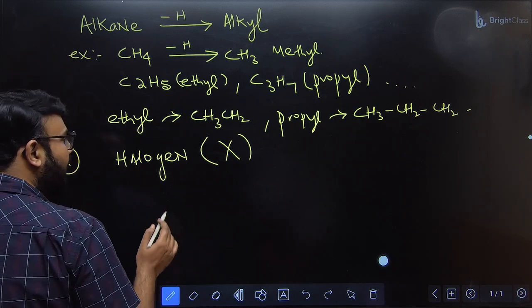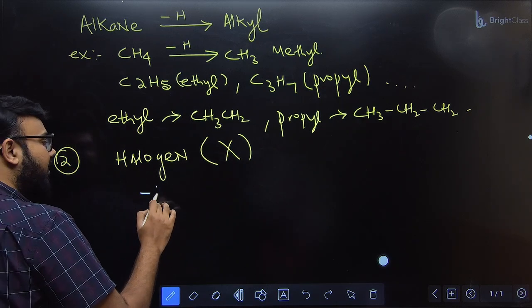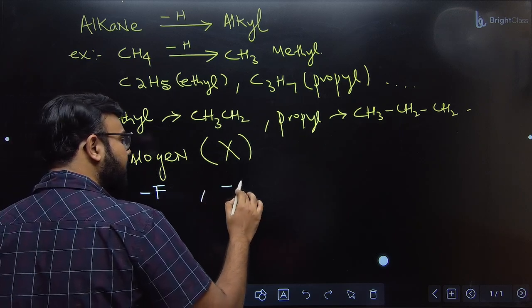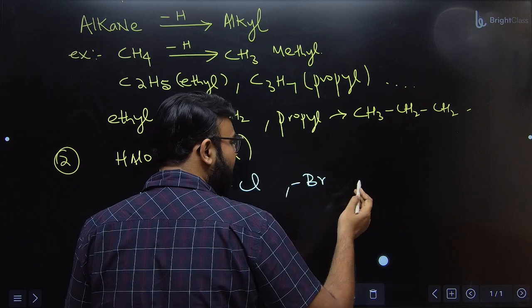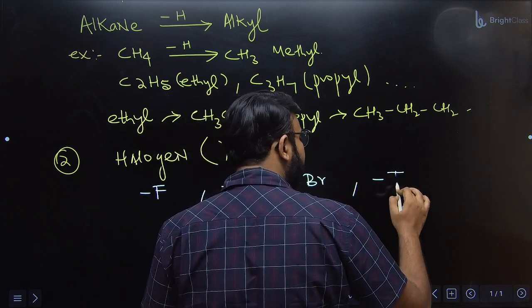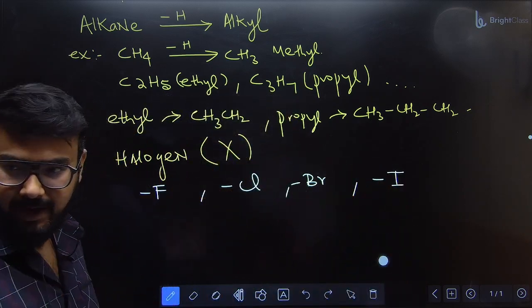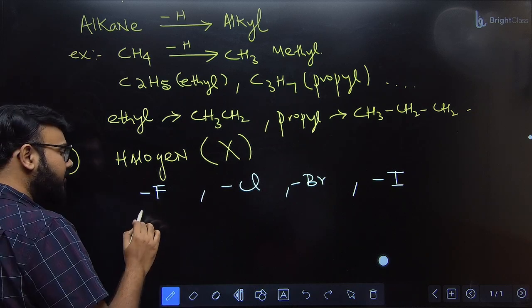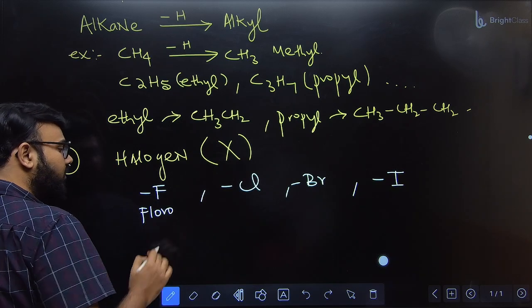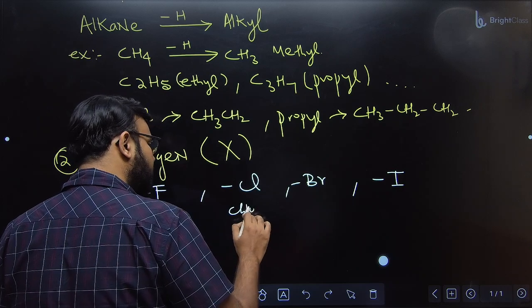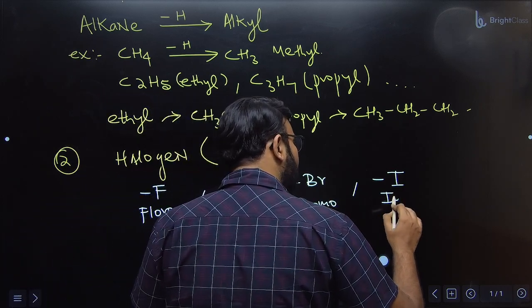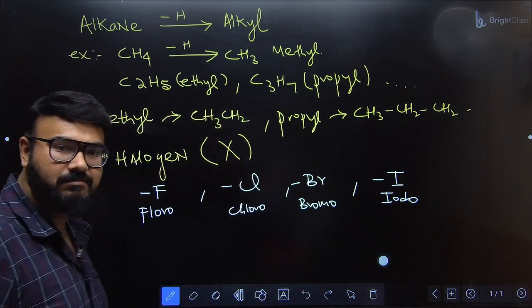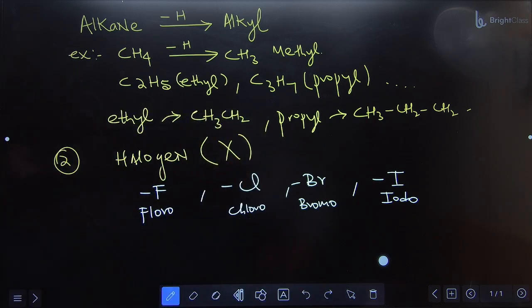Now, the halogens: you have fluorine, chlorine, bromine. You'll find them attached as a branch. So when fluorine is there, we call it fluoro. Okay, chloro, bromo. It's written as iodo. Write it down: fluoro, chloro, bromo, iodo. Everyone write this.